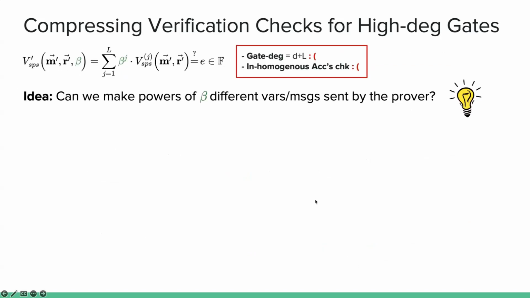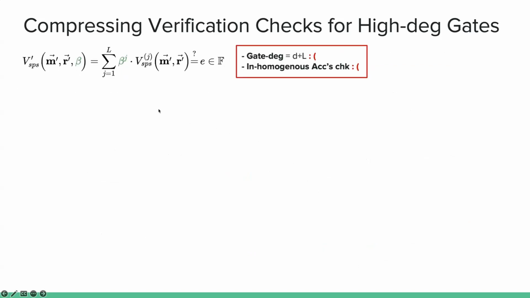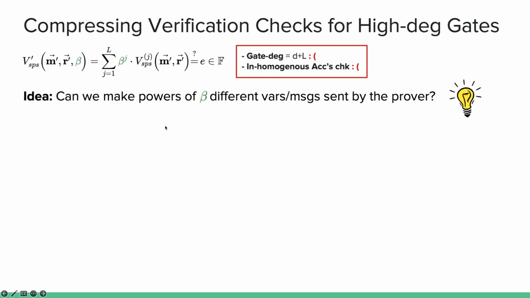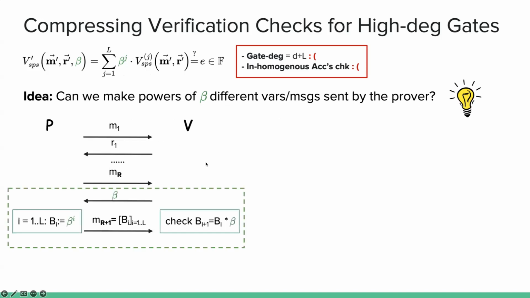But this is actually pretty easy to fix. The idea is to replace all these powers of beta by some other different variables, right? So basically, we can make these powers of beta into other messages sent by the prover. And now each beta to the j is just a single variable rather than a power of beta. And now everything will be solved. So this gives us the following idea. We are given the original interactive protocol, which is special sound. We add one more round here where the verifier will sample a challenge, and the prover will send all the powers of beta as his last message.